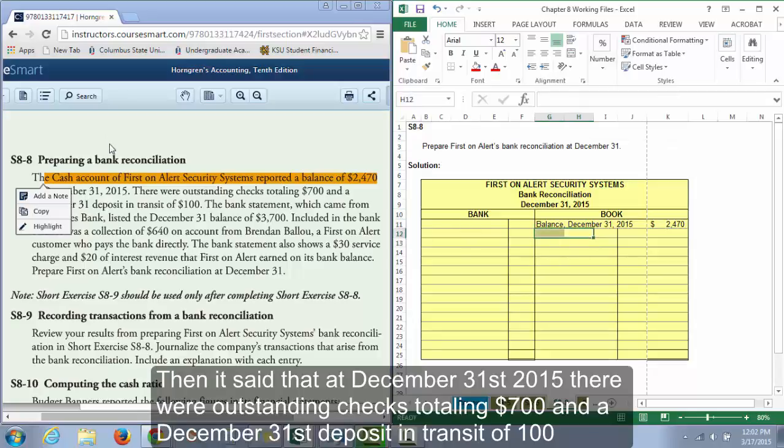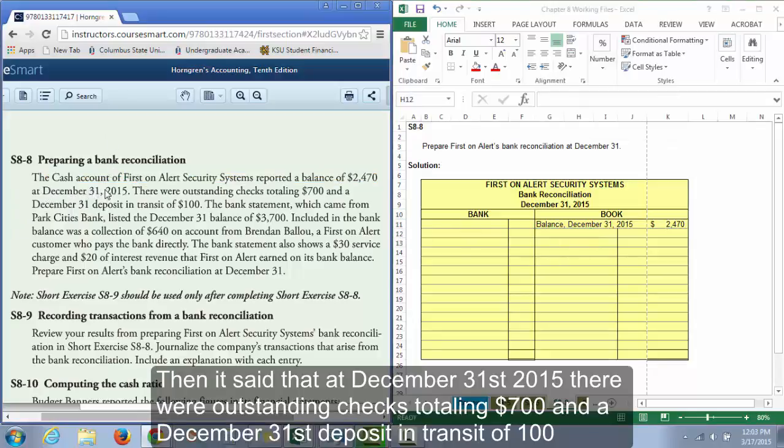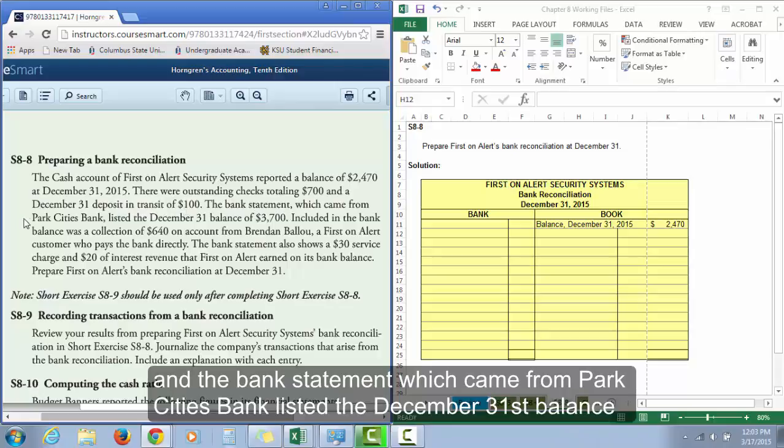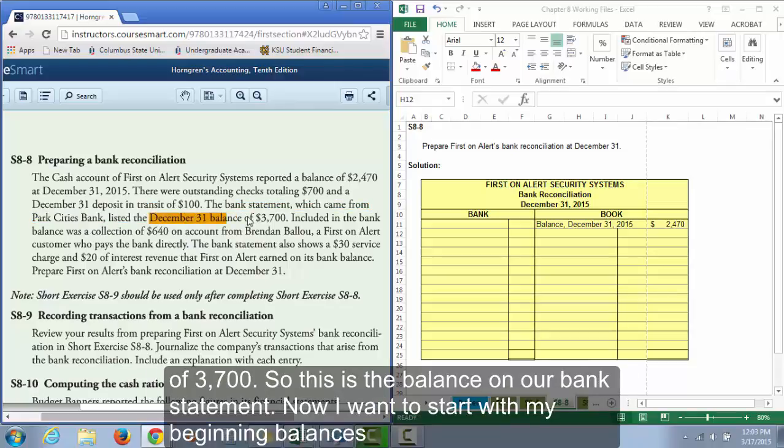All right. Then it said that at December 31st, 2015, there were outstanding checks totaling $700 and a December 31st deposit in transit of $100. And the bank statement, which came from Park Cities Bank, listed the December 31st balance of $3,700. So this is the balance on our bank statement.